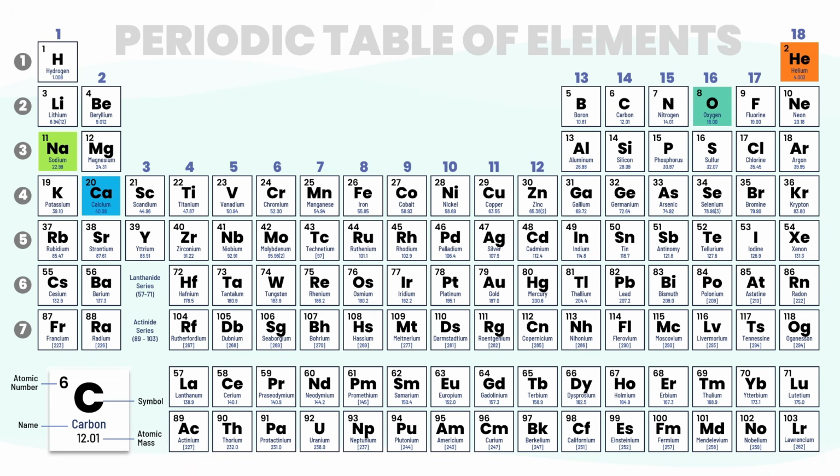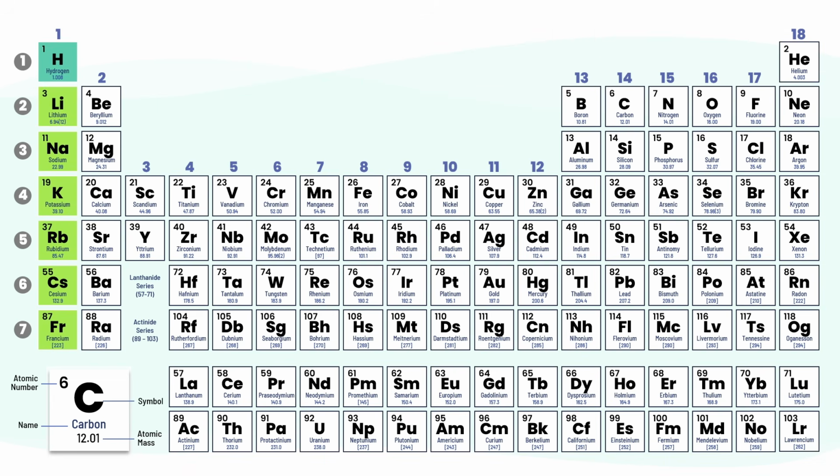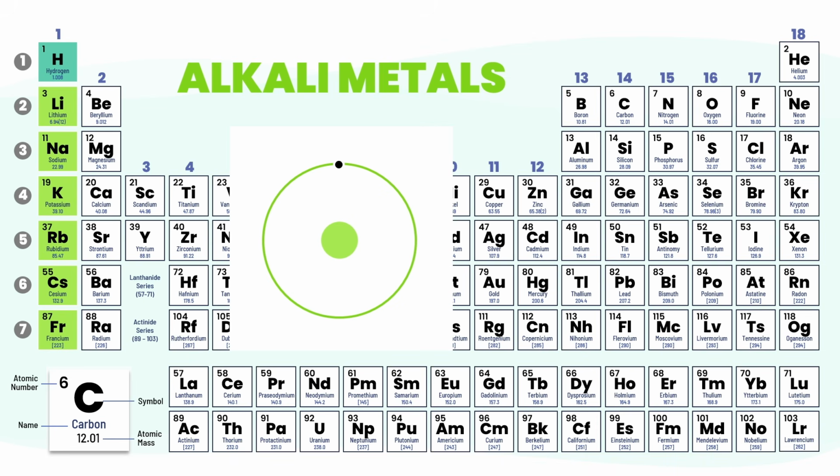Let's start with group 1, the first vertical column on the left. These elements are known as the alkali metals, except for hydrogen. Hydrogen isn't a metal, but it's placed here because it also has 1 valence electron just like the rest.